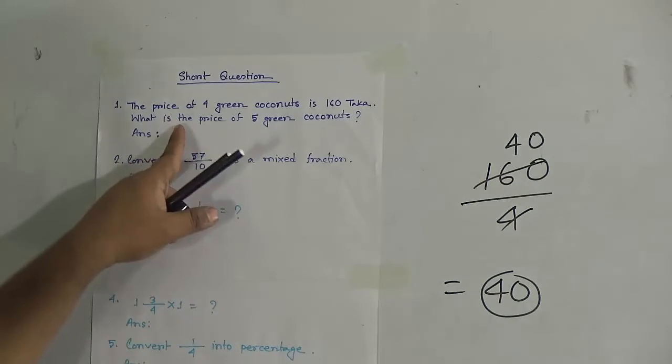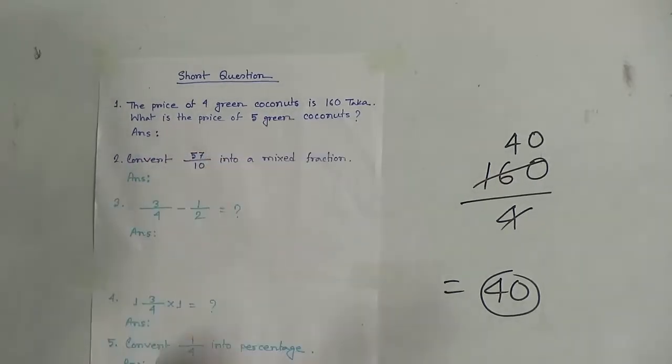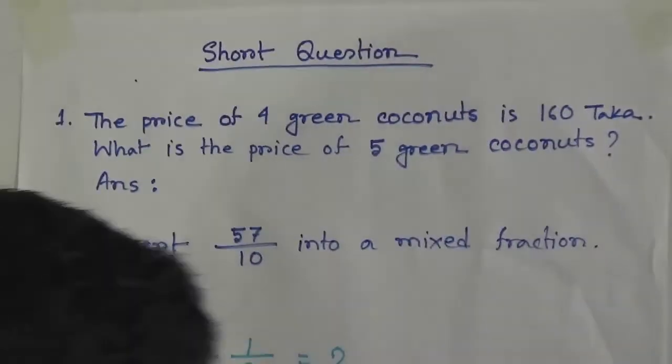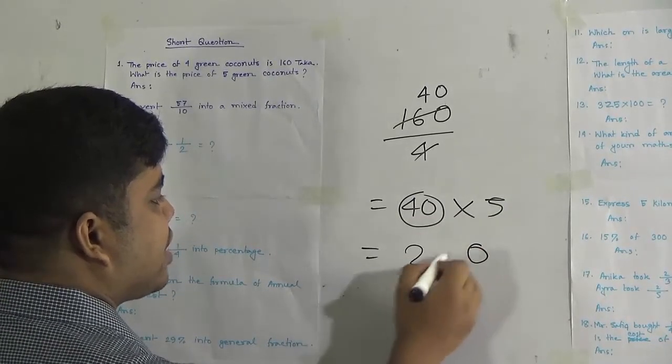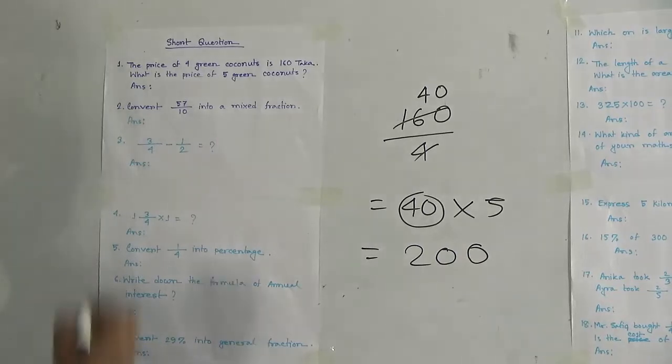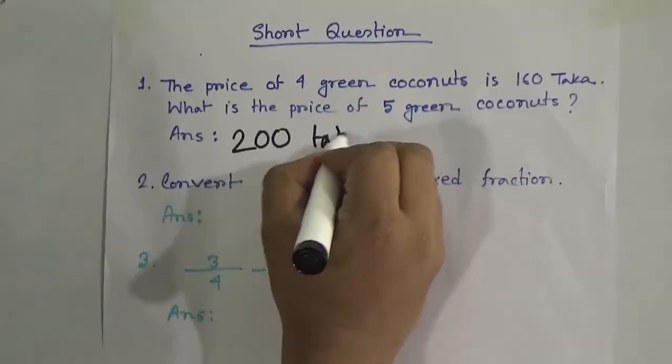But the question asks you to find the price of 5 green coconuts. So we need to multiply 5 with this 40. That means 5 zeros are 0, 5 4s are 20. So 200 taka. We write here 200 taka. I hope you have understood.